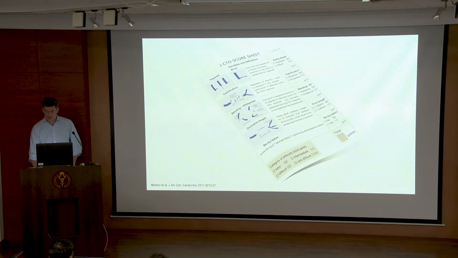Understand the scoring system, the JCTO score. I think this is useful if you're doing your case selection at the start. Perhaps get into the habit of doing a JCTO score, because what this is doing is systematizing the way you're thinking about the cap, the calcification, the tortuosity, and the lesion length.